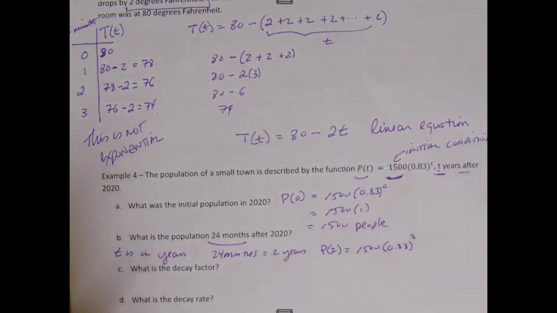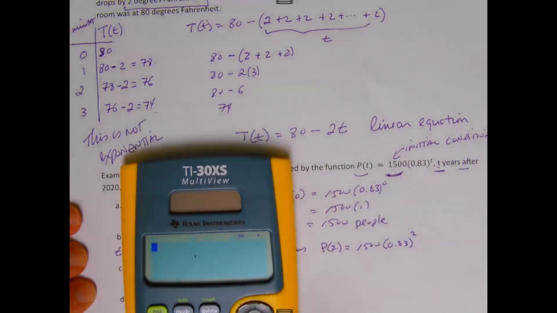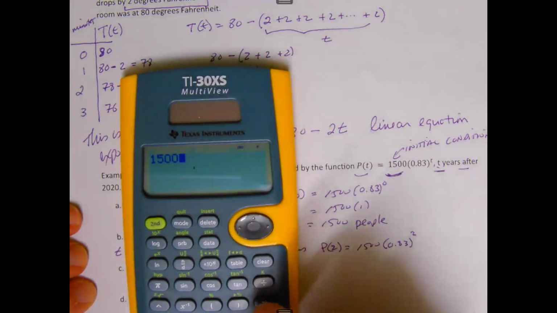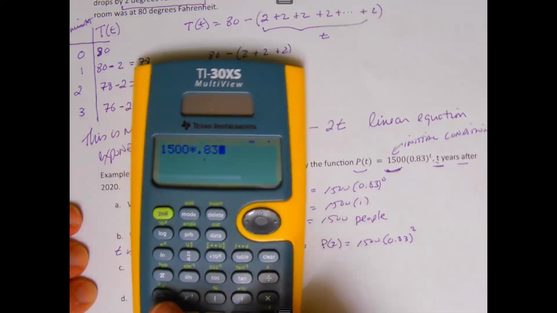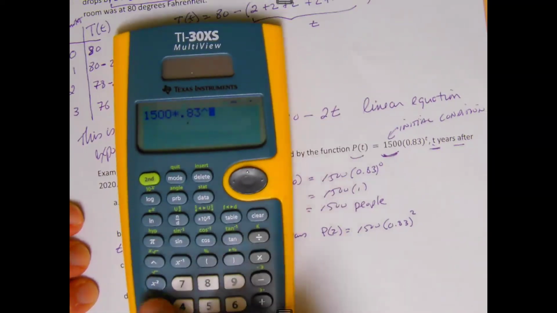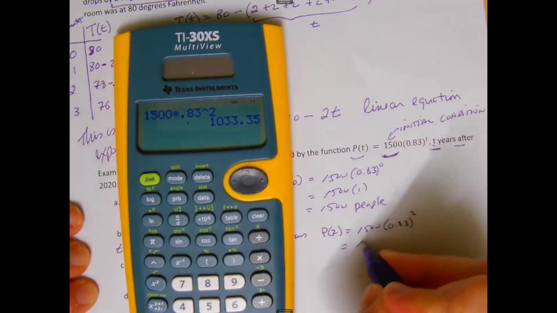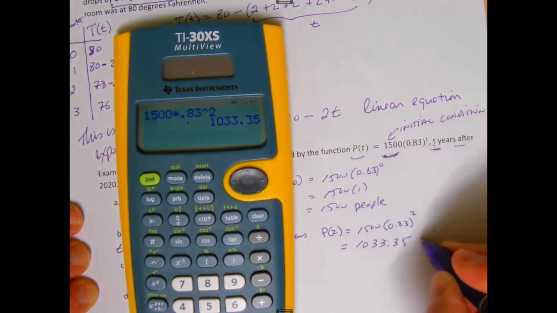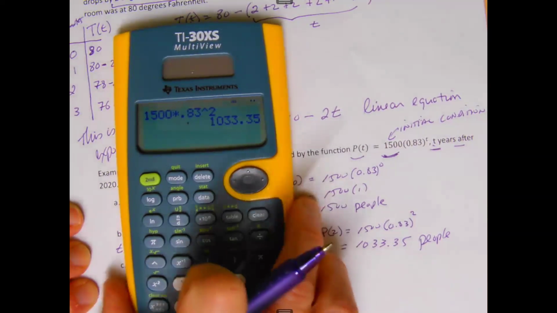Let me get a calculator here and figure this out. So what I have is 1500, and I'm going to multiply this times 0.83, and I'm going to raise it with my little caret key here to the second power, and I get my value. I'll just leave it with a decimal for right now. Obviously, you can't have a fraction of a person, but we're not going to worry about it at the moment. But that's what it comes out to.